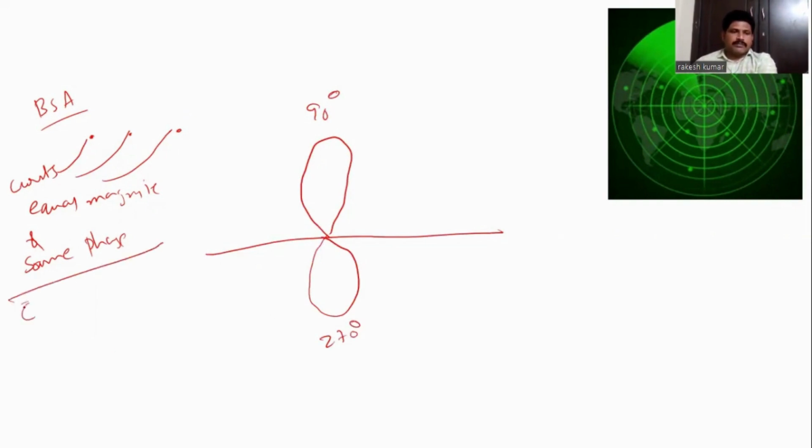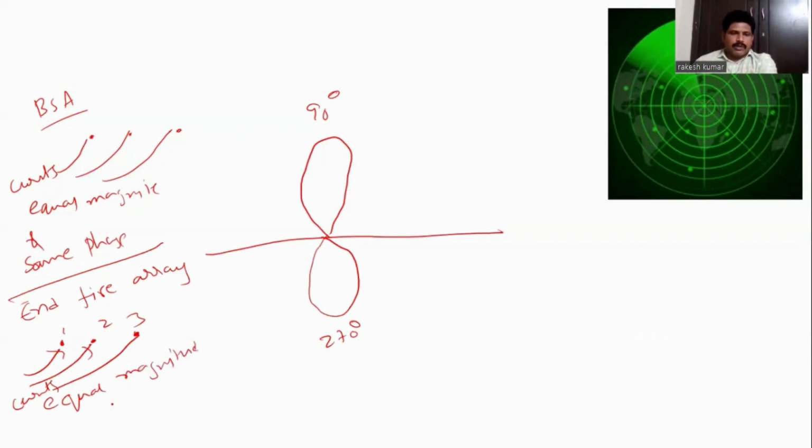Now let us take an end fire array. Let us consider three current elements, 1, 2, 3. What supply are we providing? For all three elements, we provide currents of equal magnitude, but with different phases. Now the radiation has shifted to 0 degrees.